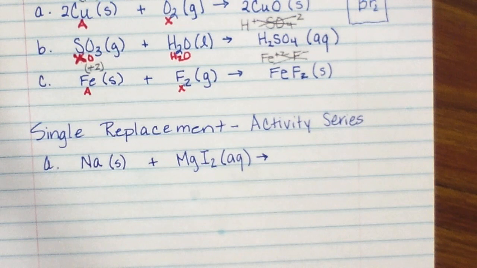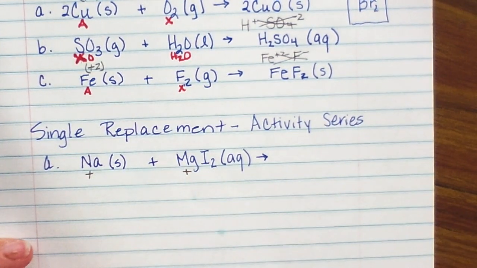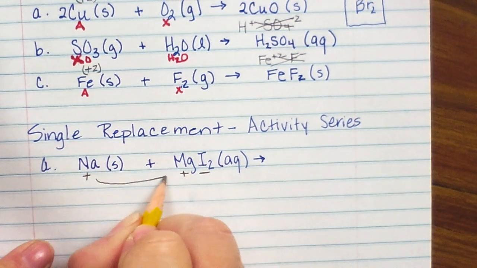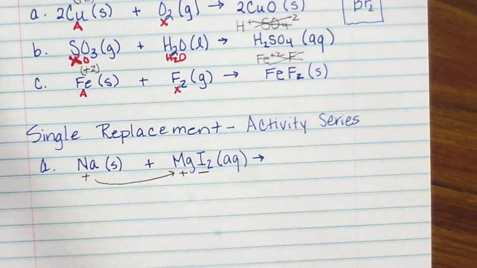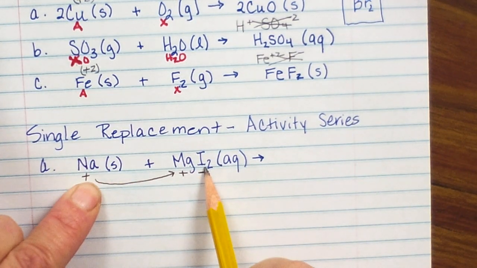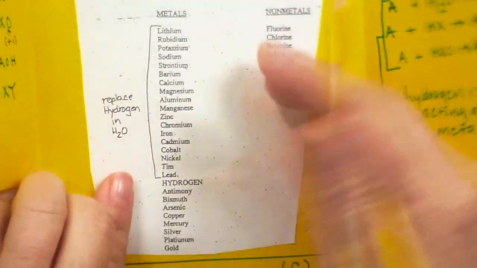This is what happens in a single replacement. I have a positive metal here, and I have a positive metal here, and I have a negative nonmetal here. So the sodium is going to try and replace the magnesium. That's what it wants. It wants to kick out the magnesium and take the iodide. That's what it wants to do. It wants to take the iodide in this reaction, all right? So I call this list the kick butt list, all right?